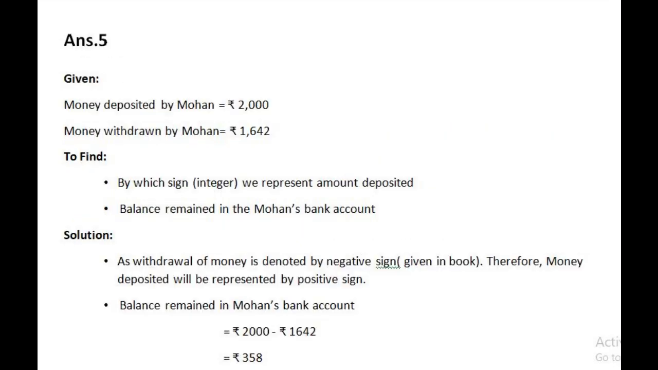So what we will do, as we know, when we have to find the money remaining in the bank account, whatever is left, we always do subtraction. So here also we will subtract. From the money deposited by Mohan, we will subtract the money withdrawn by Mohan. 2000 minus 1642, we will get rupees 358 as the answer of question number 5.